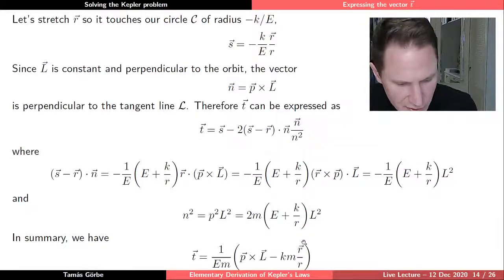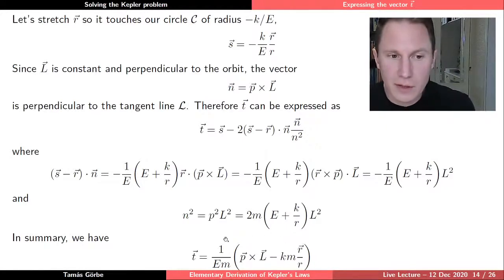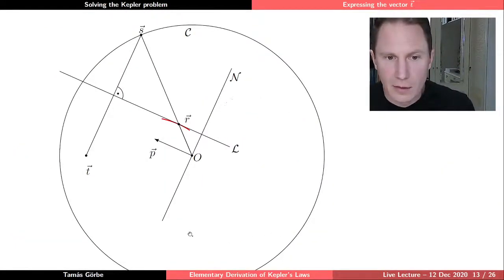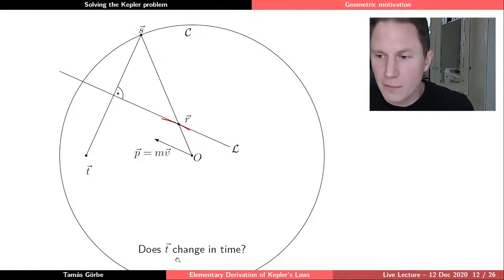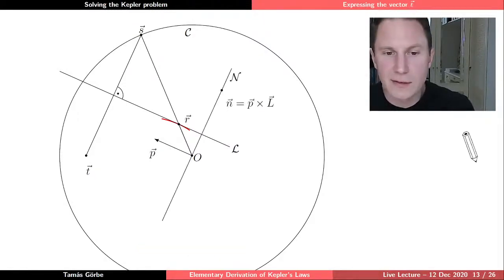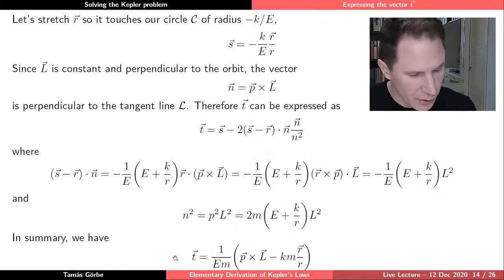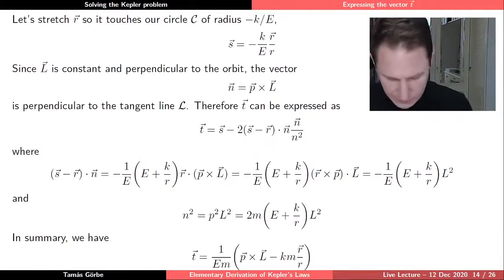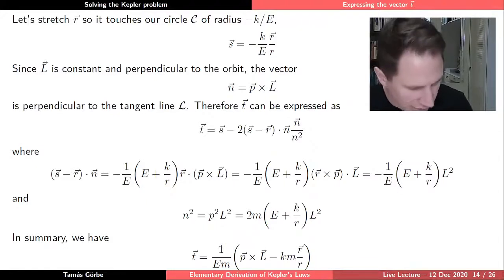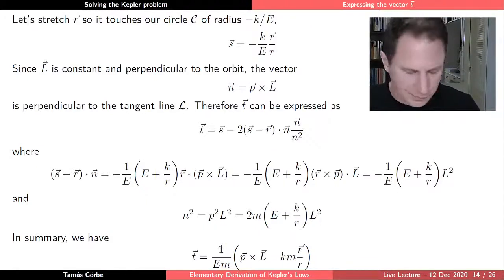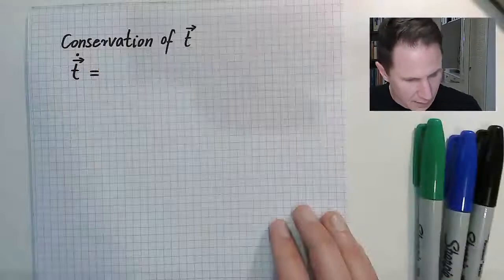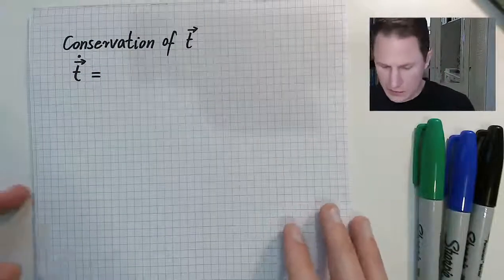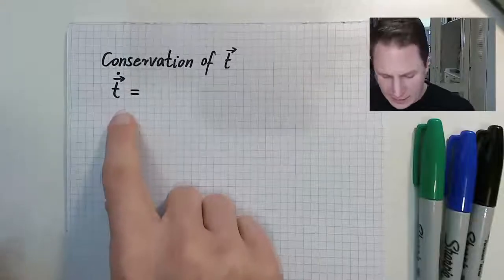Now, the next question that naturally occurs is, of course, what we had before. Does t change in time? So that's the question. Does t change in time? Well, in order to answer that, we have to now take the time derivative, the rate of change of t. Let me do that. So now we are trying to calculate t dot.